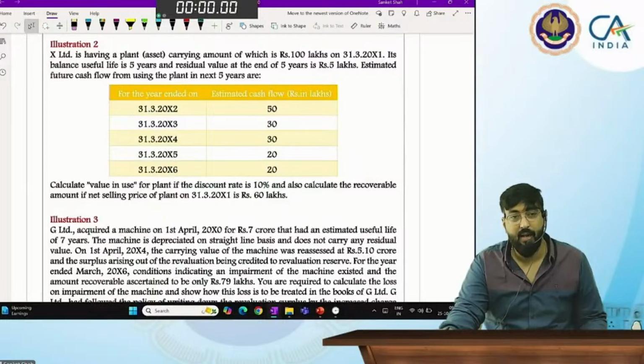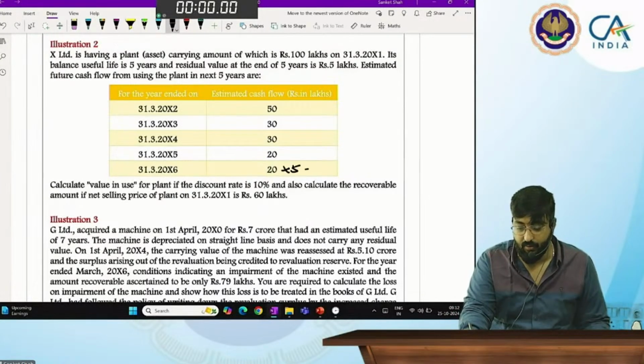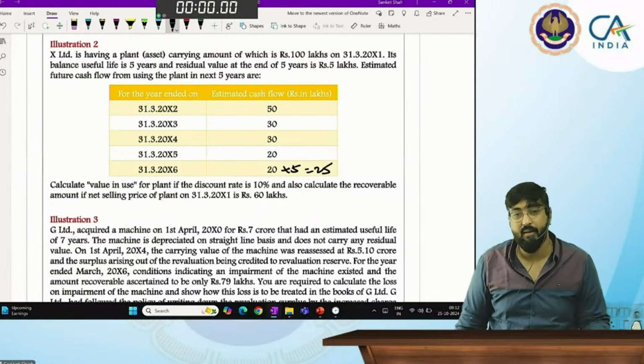Carrying amount 100 lakhs. Residual value 5 years. Sorry, useful life 5 years. Residual value 5 lakhs. 5 lakhs इसमें ऐड करना भूलना मत. लास्ट ईयर में ऐड कर देना वो 25. फ्यूचर कैश फ्लोज आर गिवन. इसका यूज क्या होगा? फ्यूचर कैश फ्लोज से व्हाट वी कैन कैलकुलेट? वैल्यू इन यूज.